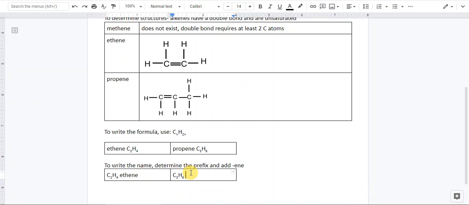So C3H6. C3 means that I need to use the prefix prop. But did we times 2 plus 2? Is it an alkane? Or did we just times 2 to get the hydrogen number? Well, we just doubled it. When you just double, the ending is ene. And there's everything you need about alkenes.